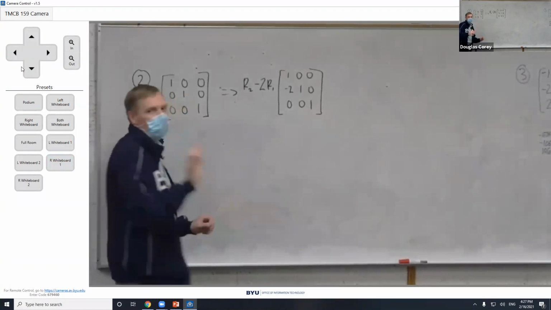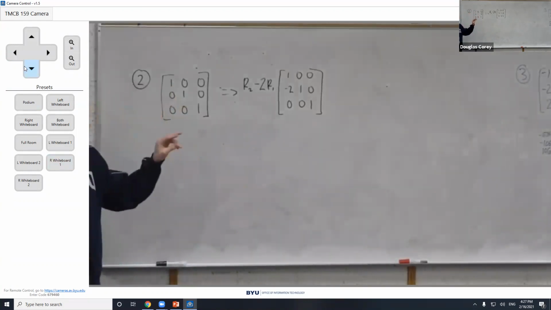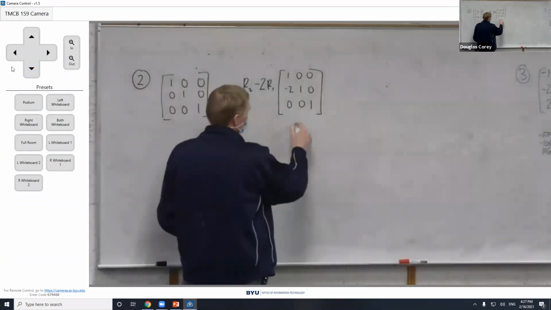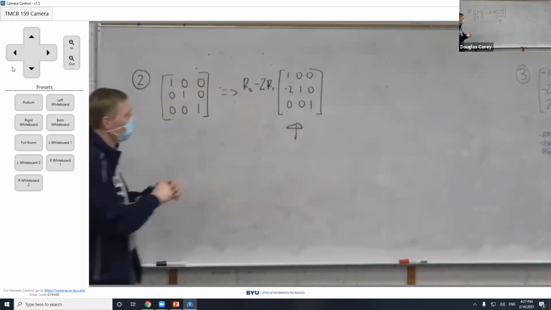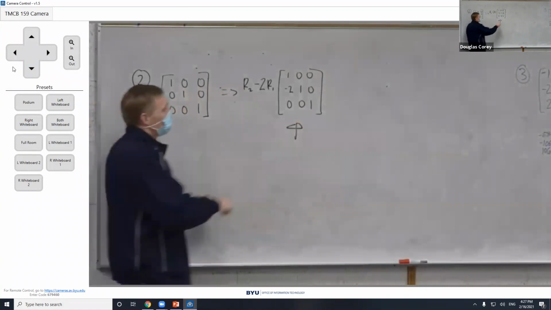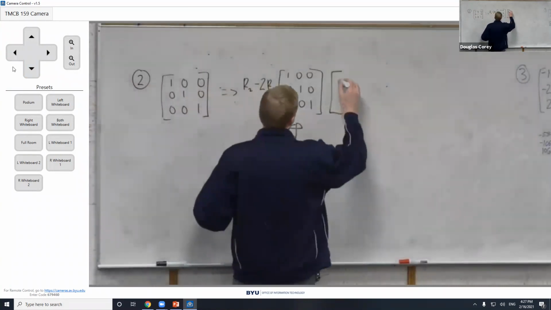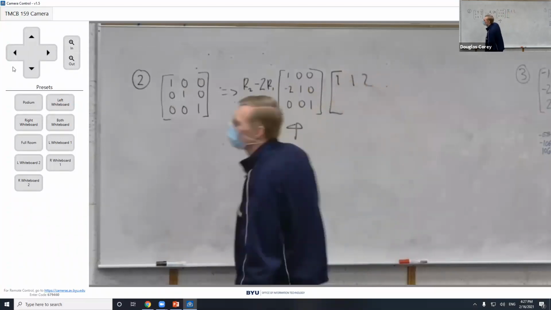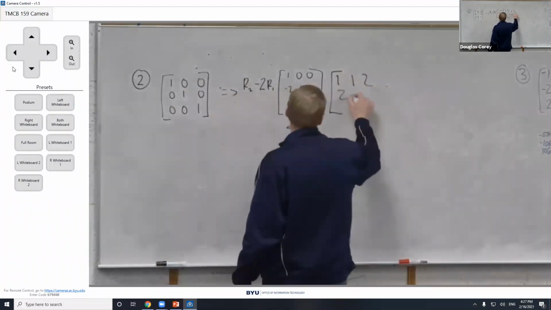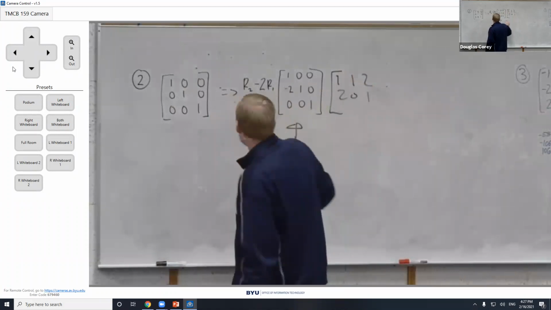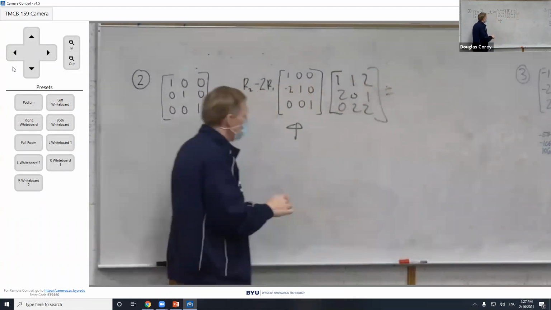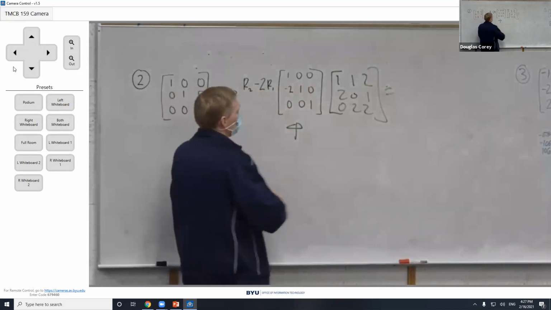Yeah, right, you didn't swap. You multiplied the first row by a -2 and added it to the second row. So this is the elementary matrix that captures that. So if we put that original matrix up there, 1, 1, 2, 0, 1, and 0, 2, 2, and we do this multiplication, what do we get?